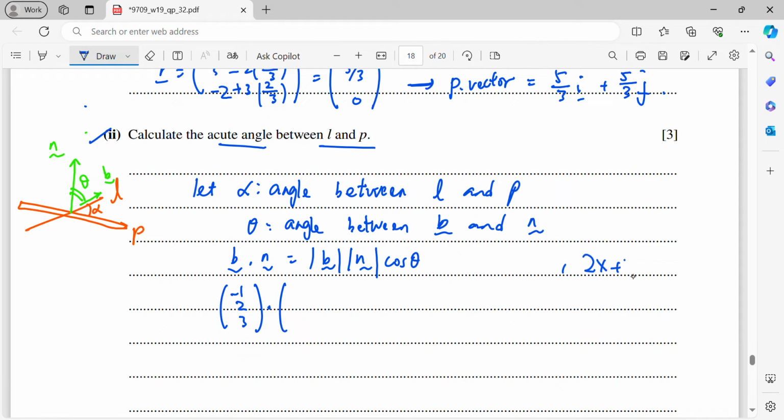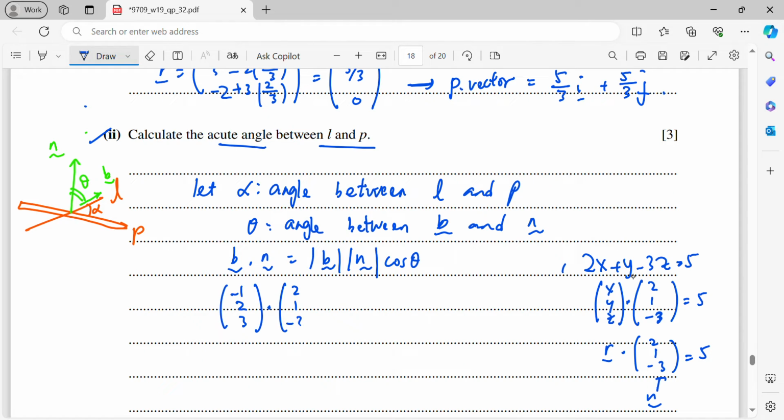So 2x plus y minus 3z equals 5. This is the same as r dot (x, y, z) dot (2, 1, -3) equals 5. Therefore, this is your r dot (2, 1, -3) equals 5. This is your n. Right, so here (-1, 2, 3) dot (2, 1, -3) equals modulus of sqrt((-1) squared plus 2 squared plus 3 squared), then another modulus sqrt(2 squared plus 1 squared plus (-3) squared), and then cos theta.